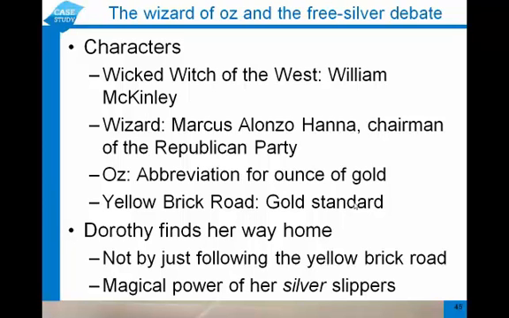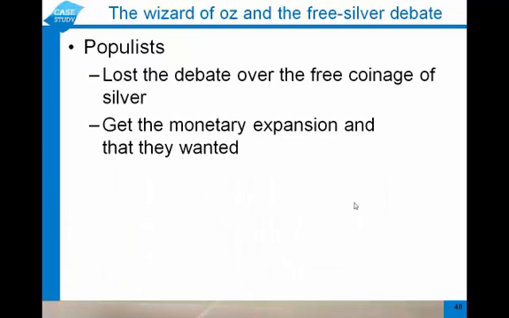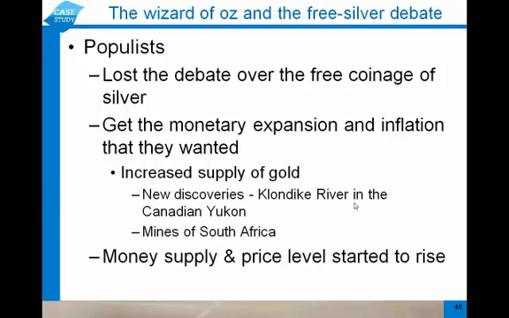So Oz, the Wizard of Oz, oz, of course, is an abbreviation for an ounce of silver or an ounce of gold. And the yellow brick road was the gold standard at the time. So Dorothy finds her way home not just by following the yellow brick road, not just by having a gold standard, but also the magical power of her silver slippers. And it's no coincidence that silver was chosen because of the idea of having silver as money. So in other words, using the gold standard for the larger coins, but also allowing silver to circulate in terms of silver coins. That would increase the amount of money in the economy, they thought, and therefore that would increase the price level, and that would get the US out of the deflationary problem. So the idea was basically the whole basis for The Wizard of Oz, the famous movie.